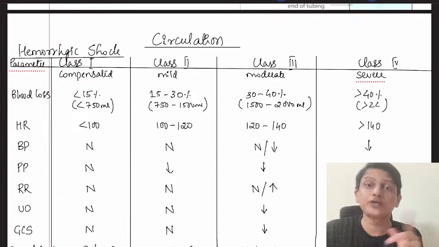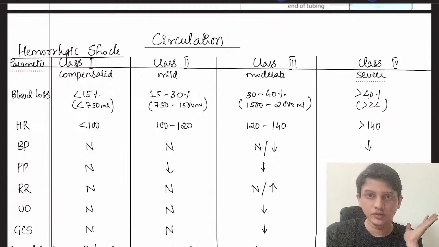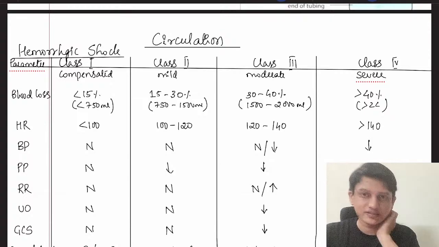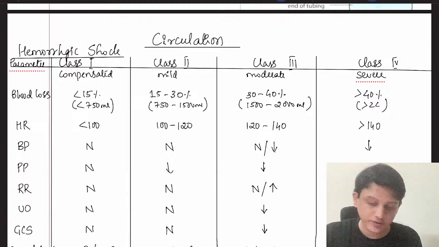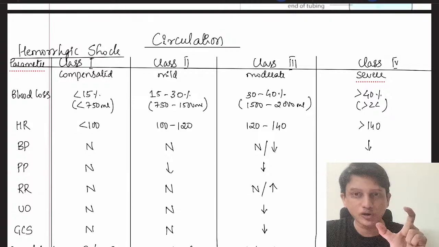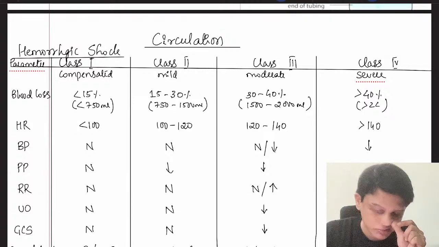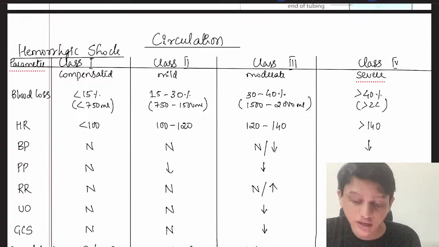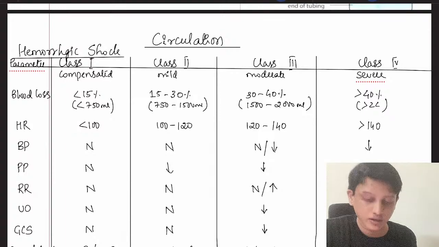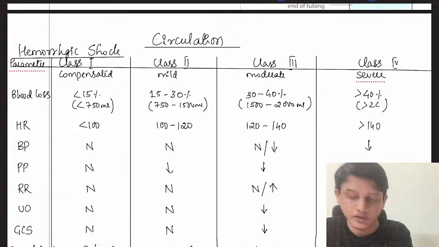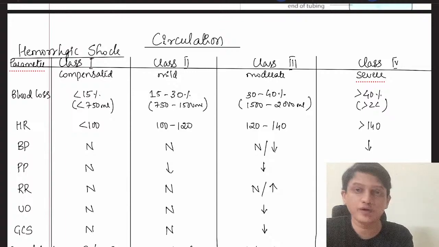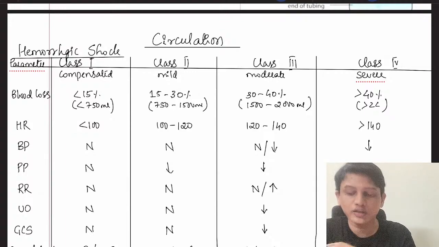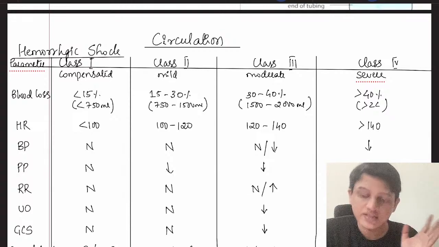Class 2 is 15 to 30%, which means 750 to 1500 ml is lost. Class 3 is 30 to 40% blood lost, called moderate bleeding. So: mild shock, moderate shock, and severe shock. Severe shock is more than 40%; if you have 5 liters of blood, more than 2 liters is lost, then we call it severe shock.